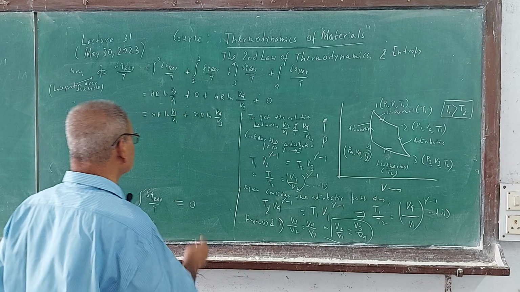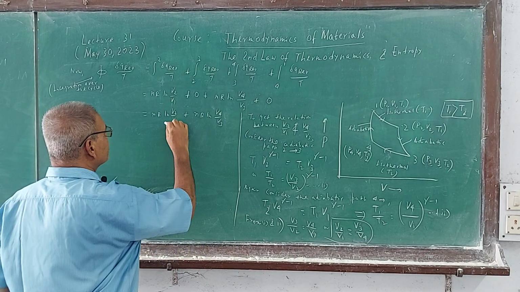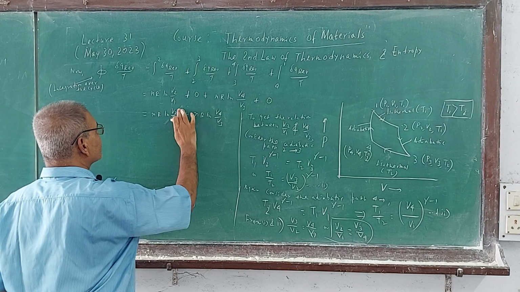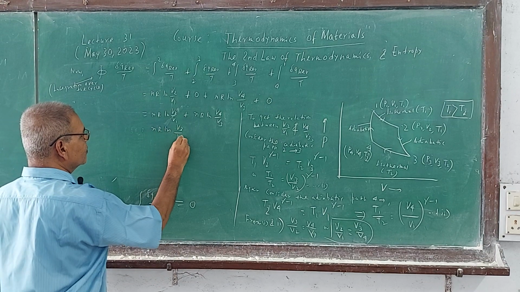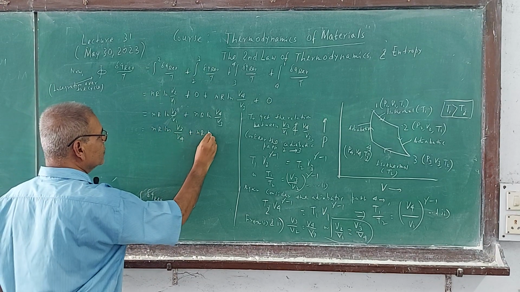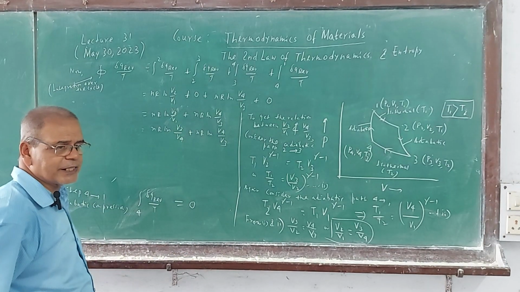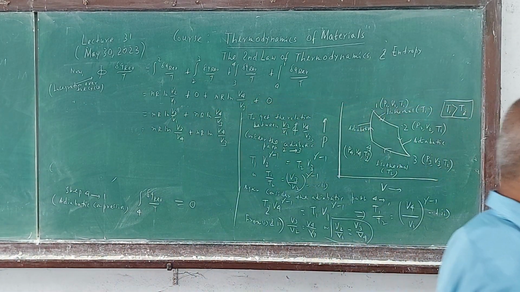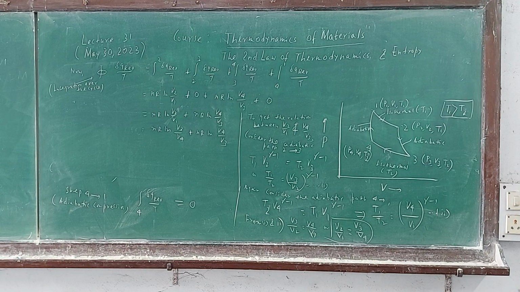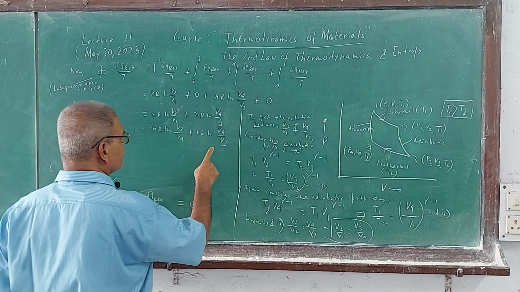You apply this here. V2 by V1 is V3 by V4. So NR ln V3 by V4 plus NR ln V4 by V3 is how much? You know, log x plus log 1 by x is how much? Log x plus log 1 by x is 0. So these two sum to 0.